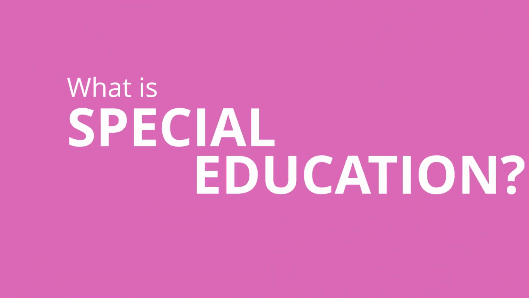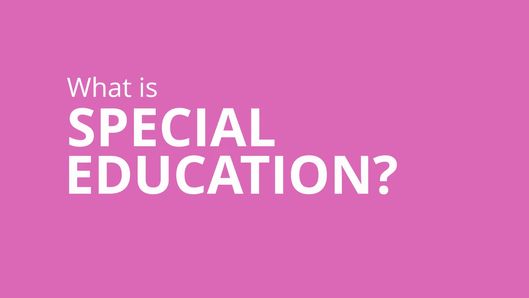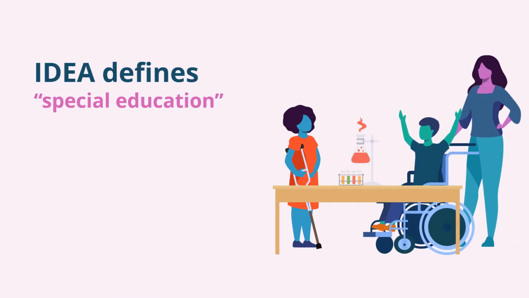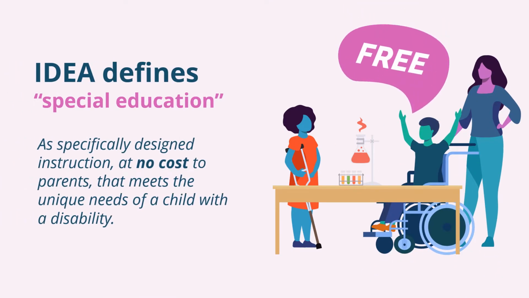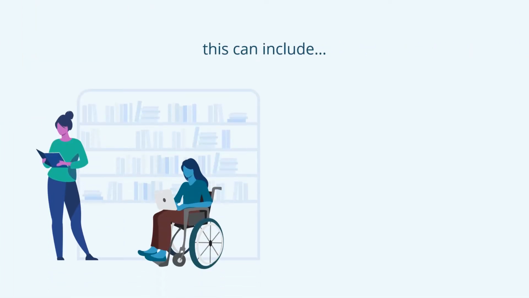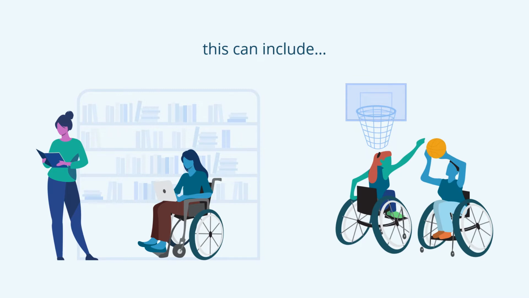What is special education? IDEA defines special education as specifically designed instruction at no cost to parents that meets the unique needs of a child with a disability. This can include regular and special education classes, special programs, or special schools. Special education also includes physical education.